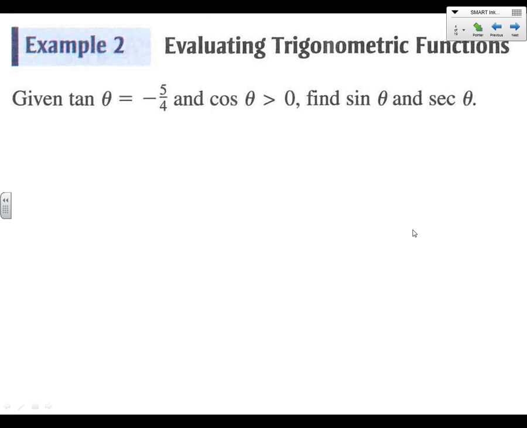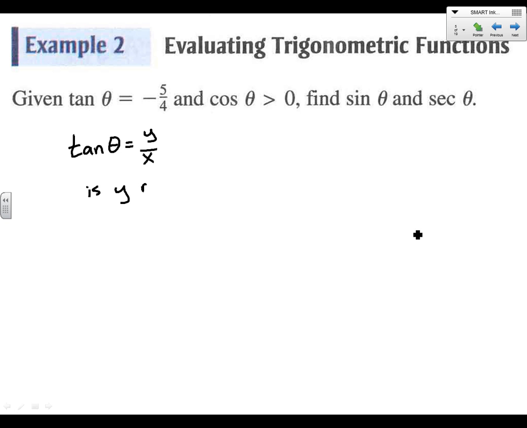Let's move on to example 2. And so same type of thing, but now we need to know where on the unit circle we are. Not the unit circle, but just in the coordinate plane. Because they tell us a couple things. They tell us the tangent is -5 over 4. But remember that the tangent is y over x. So the question becomes, which one is negative?